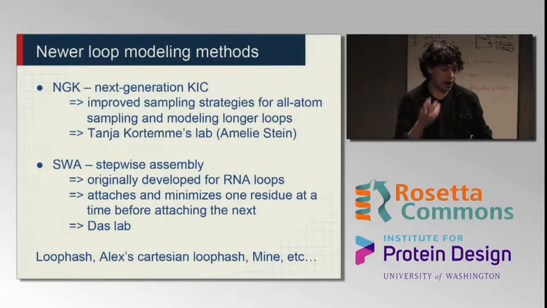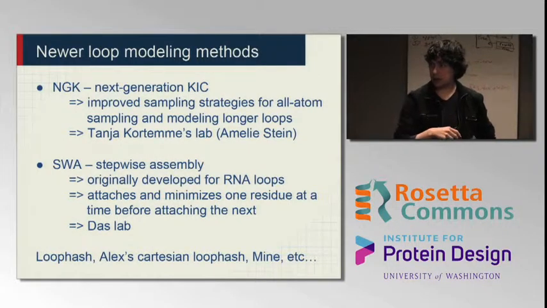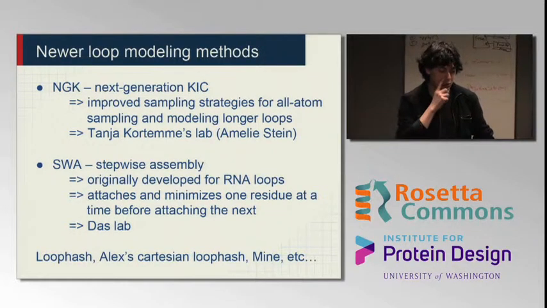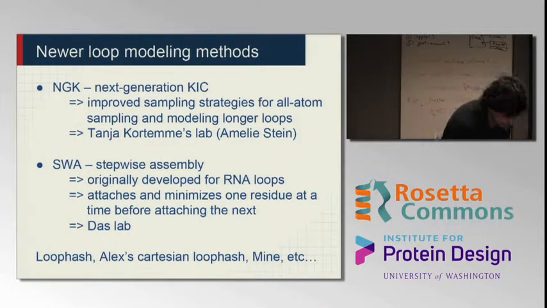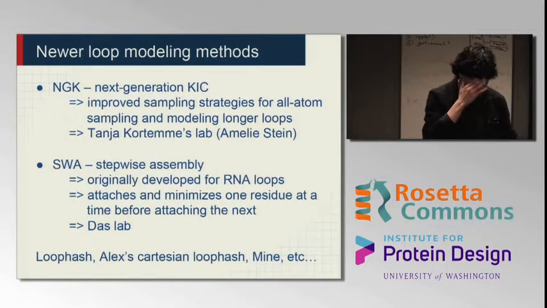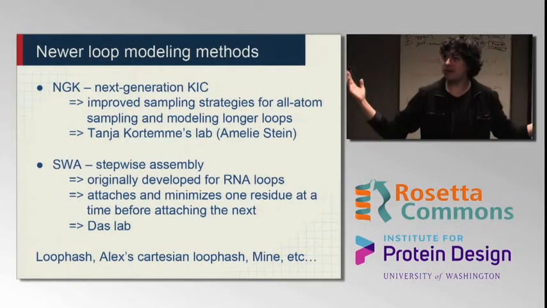So there is loop hash. Alex has his own Cartesian version of loop hash, which is an improved version, or at least one that works better than the original version. I have a version also to build loops. So almost TJ has a version. Almost everybody has a version to model loops, right? So if you don't buy the loop methods that are there, why not just go and create your own method?